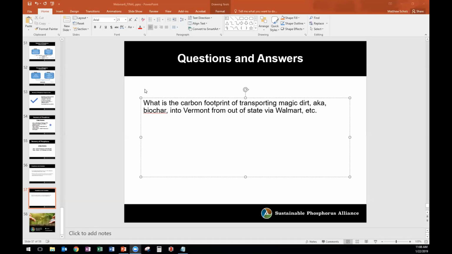So the first question for you is probably going to be a little tough. What is the carbon footprint of transporting Magic Dirt into Vermont from out of state via Walmart, et cetera? And maybe if that's too tough, maybe another question would be, is there any plan to locally source this in Vermont so that, for example, Magic Dirt would have a facility in Vermont that services Walmart stores in Vermont?